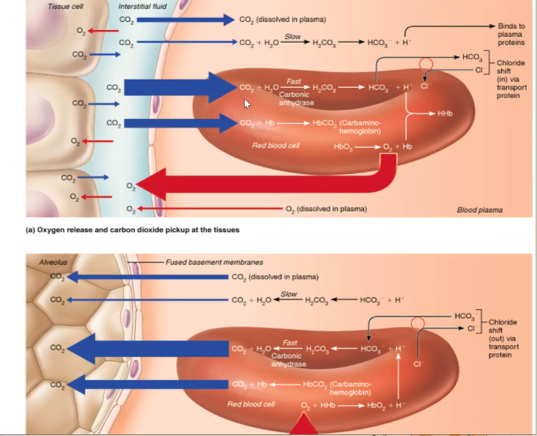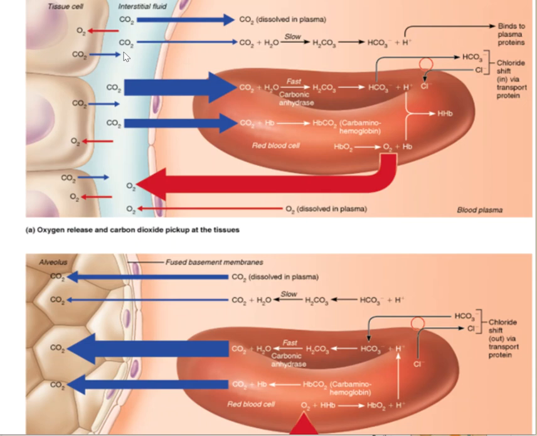It combines with water that's just in the cytoplasm, and carbonic anhydrase quickly, that's what the fast means, turns it into carbonic acid. That carbonic acid dissociates into bicarbonate and hydrogen protons. Okay? Now, let's talk about that just for a second. Actually, let's go up here and then we'll talk about it.